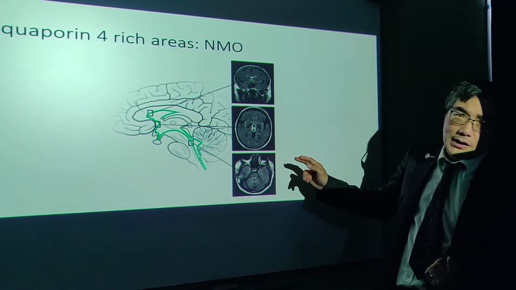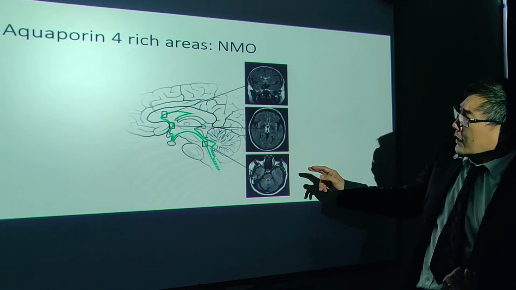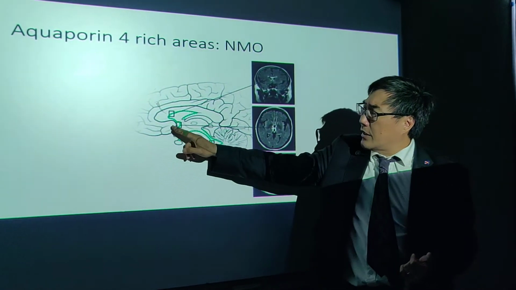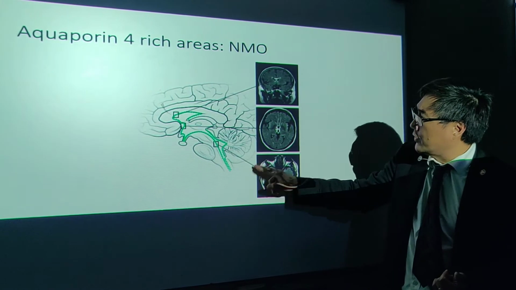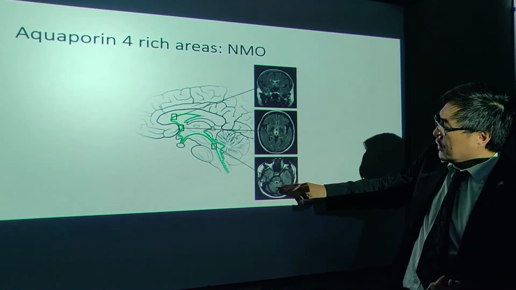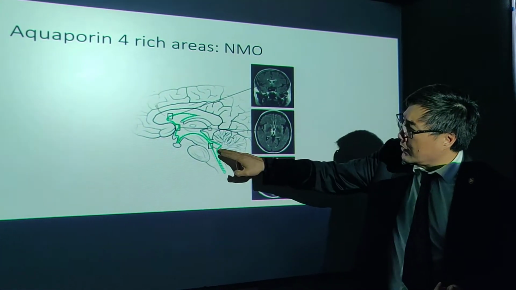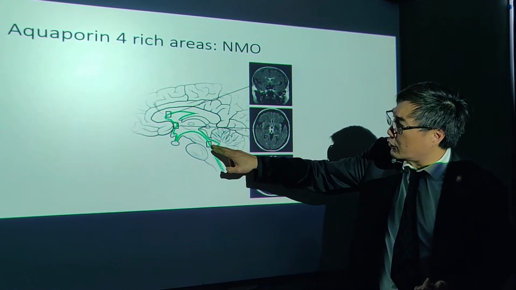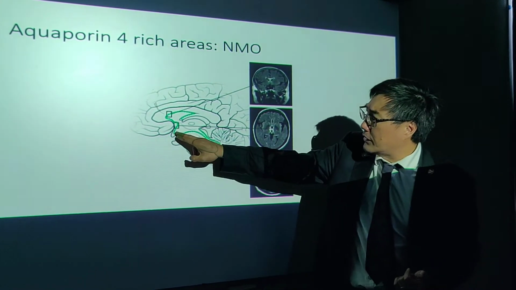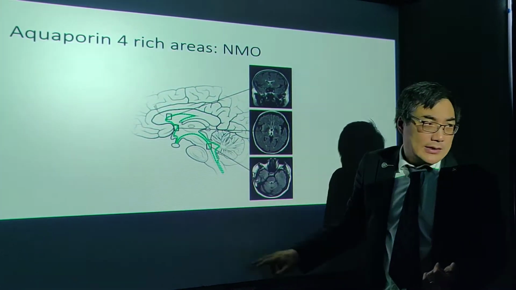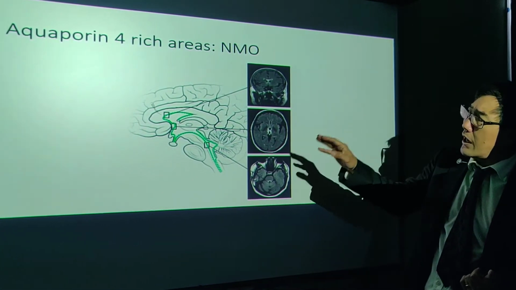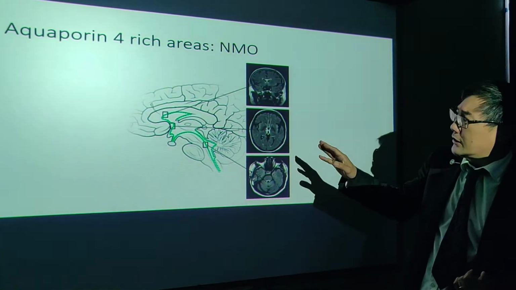And what we're looking for in the MR in NMO, neuromyelitis optica, is areas that are the aquaporin 4 rich areas. And so if we see T2 change in the periependymal region or in the area postrema, the hypothalamus, or any of the areas that are highlighted here in green, those are the aquaporin 4 rich areas that are affected in NMO.